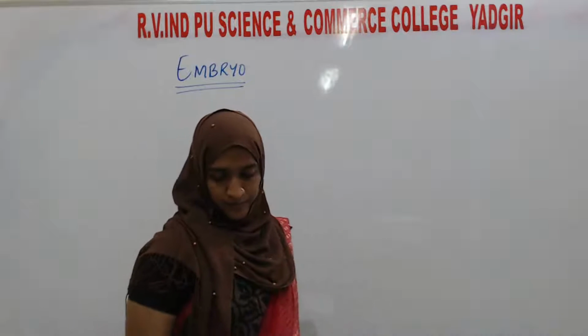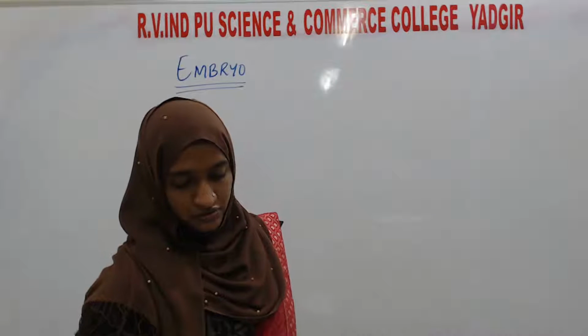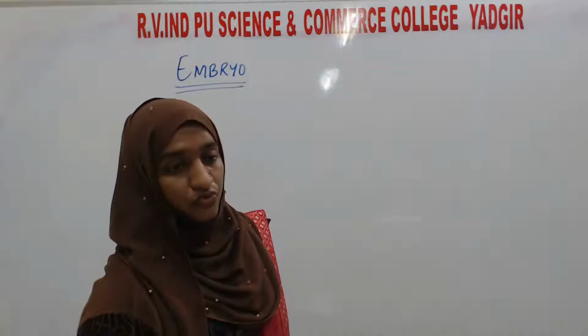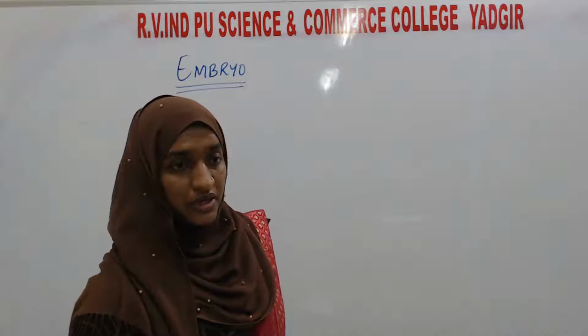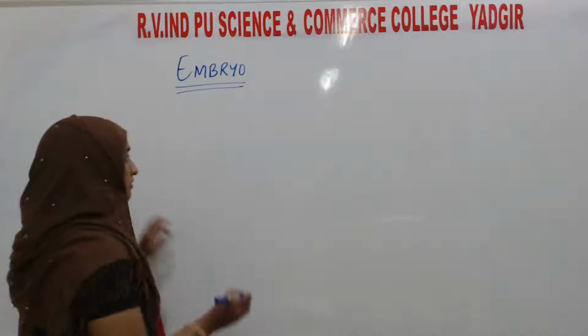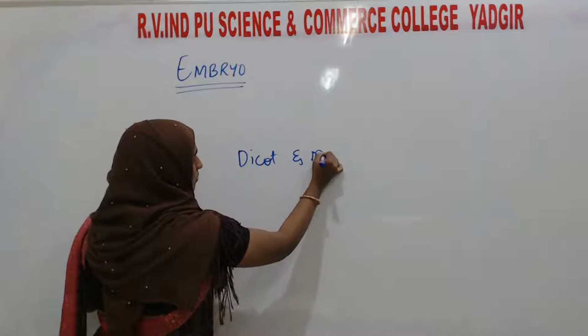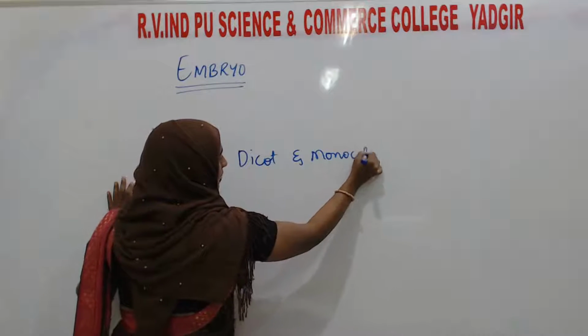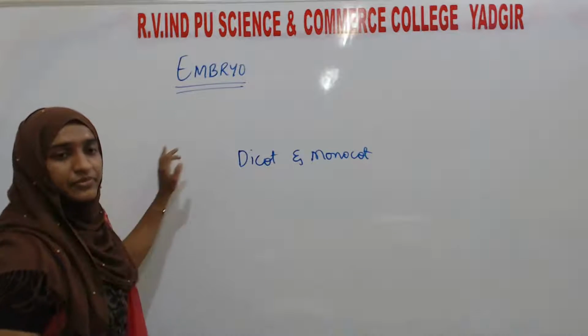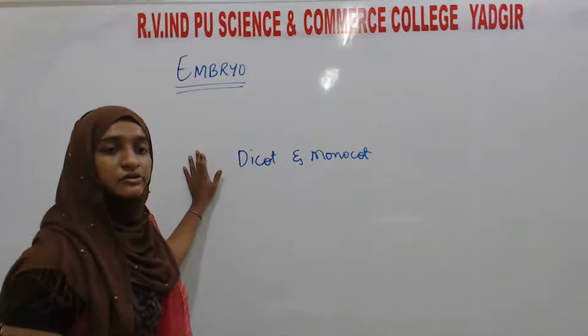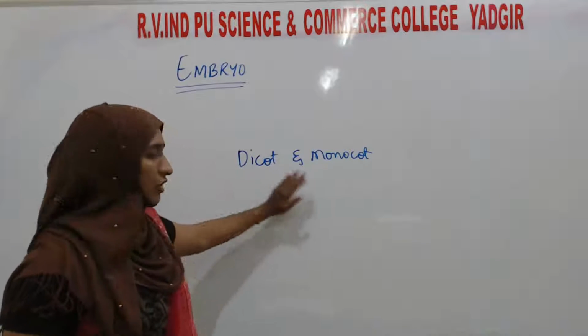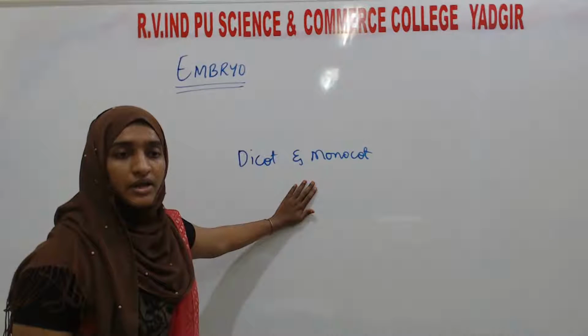So see here, when this zygote is going to grow and form the embryo in monocot and dicot. You know the difference between the dicot and monocot. Monocotyledons and dicotyledons. Dicot means where there will be two cotyledons. Monocot means where there will be only one cotyledon.